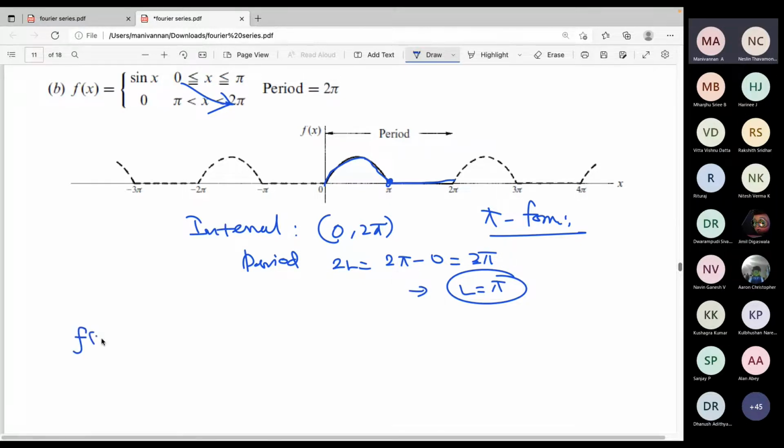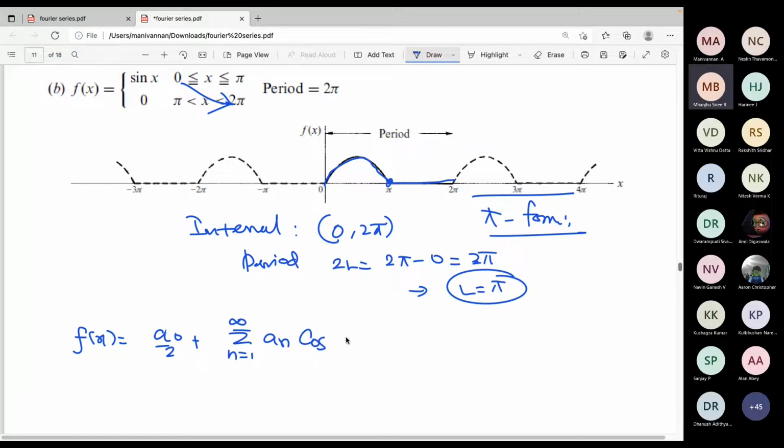So pi form. The required Fourier series f of x is a naught by 2 plus sigma n runs from 1 to infinity a n. Can you tell me here what I have to write? Cos n x, where l is pi.